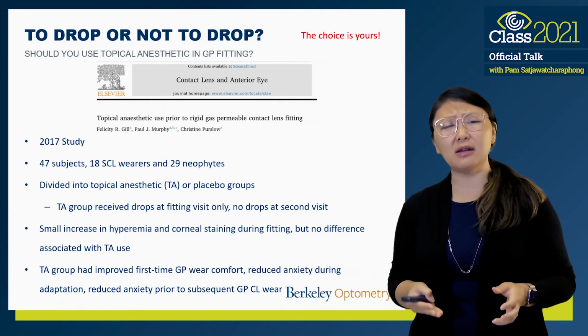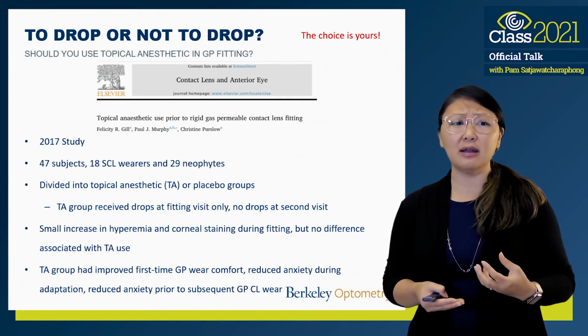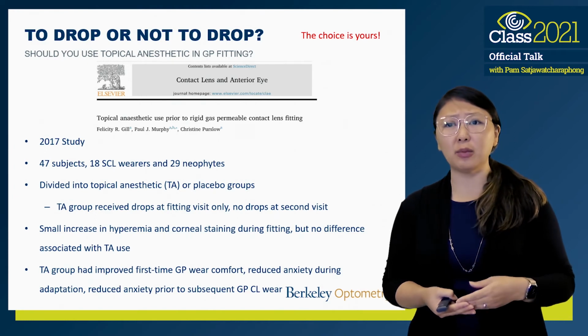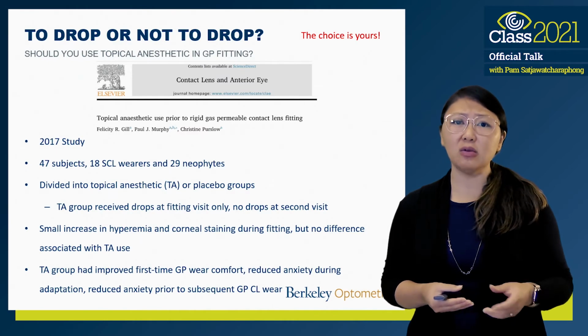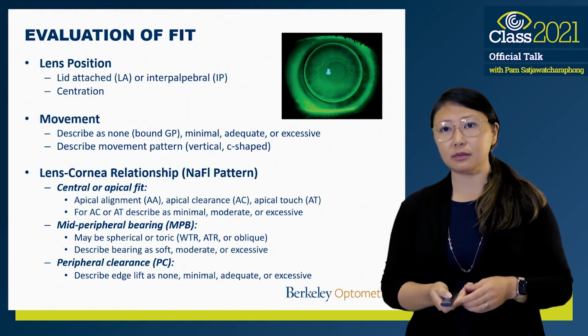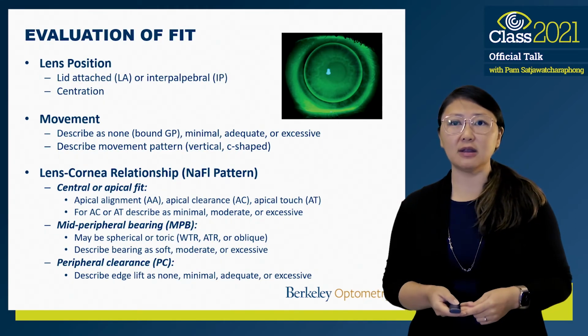Another reason why you might end up using anesthetic is that the patient is blinking and tearing a lot to the point where you're unable to assess the fluorescein pattern or perform an overrefraction. Then it may be beneficial to put that drop in just so you can collect the appropriate data and get your lens ordered. So let's talk about evaluation of the fit once you've put that diagnostic lens on.